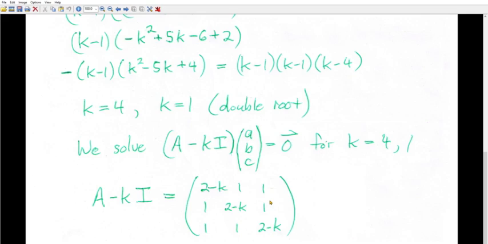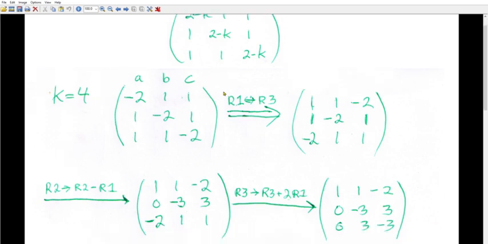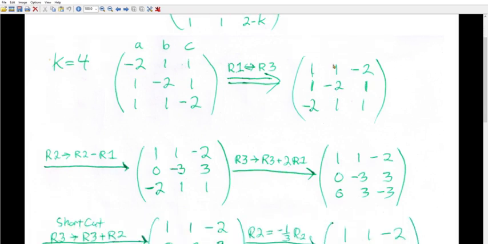Okay, so here is our matrix of coefficients. Here it is again, and the case that we want to do is K equals 4. We put that in here, and we get -2's on the main diagonal and 1's elsewhere. Now the first operation I'm going to do is switch row 1 and row 3 to get a 1 into this position, and I like that other one, which is why I didn't switch this one up, but you could have done it that way too. And now let's take this row and subtract it from the second row, and what you end up with is 0, -3, 3.